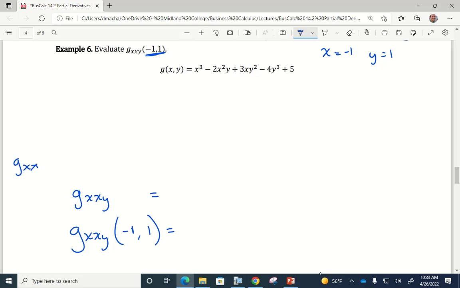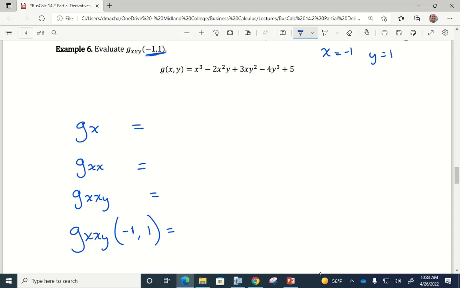I could either do g_xx and then take the derivative with respect to y, or I could do g_xy and then take the derivative with respect to x, or I could do actually g_yx, because that's the same thing, and then take another derivative with respect to x. So either one of those would get me there. But let's just, for the sake of it, do g_xx. And then before that, I'll need to find out what is g_x.